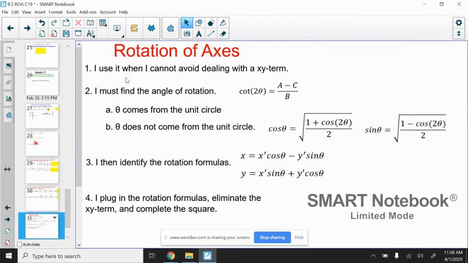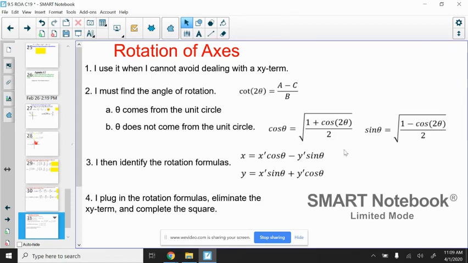Quick summary of everything we've talked about with rotation of axes. Number one, I use it when I cannot avoid dealing with an XY term algebraically. Number two, you always must find the angle of rotation. The cotangent of twice theta is equal to A minus C over B. If theta comes from the unit circle, well, then you're rocking and rolling.